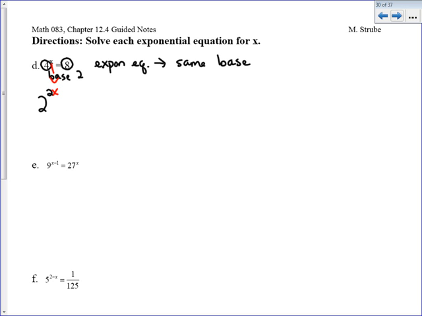And then how about 8? I want to rewrite it with a base of 2. So 2 to some power gives me the number 8. I heard 3, I heard 4. Not sure? Grab your calculator. Just tech it. 3. 2 to the third.